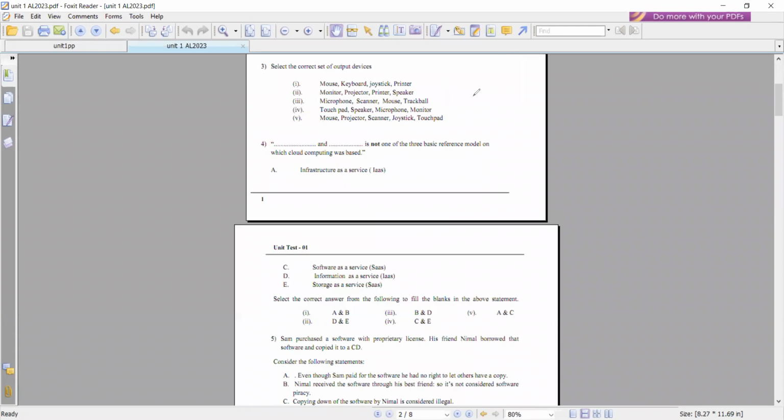Third question, select the correct set of output devices. Output devices are giving data out, that is monitor, projector, printer, and speaker.